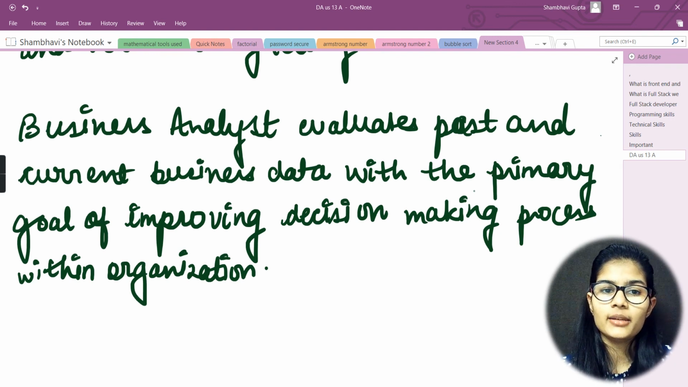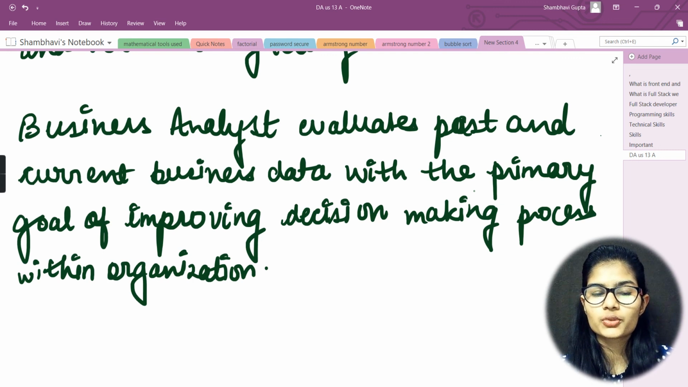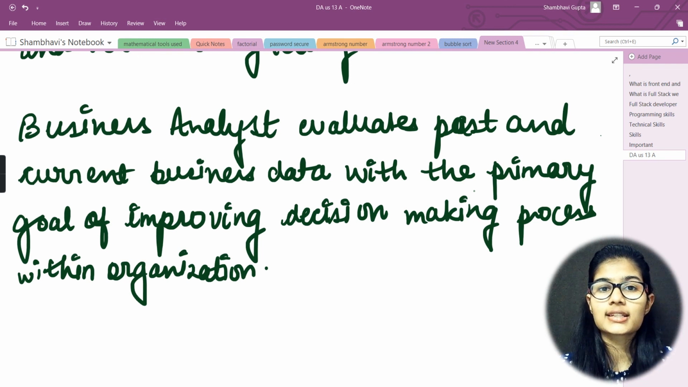Okay, so I hope I have been pretty clear with both of these things regarding the role of a data analyst and the role of a business analyst. Great. I hope you won't have any queries regarding what a data analyst does and what a business analyst actually does, right?